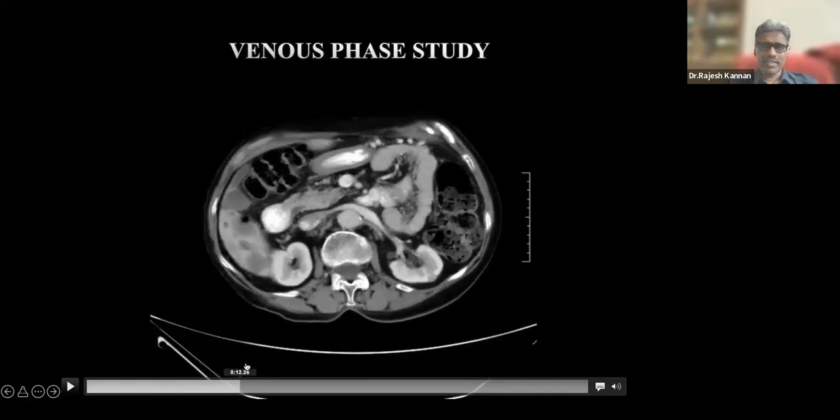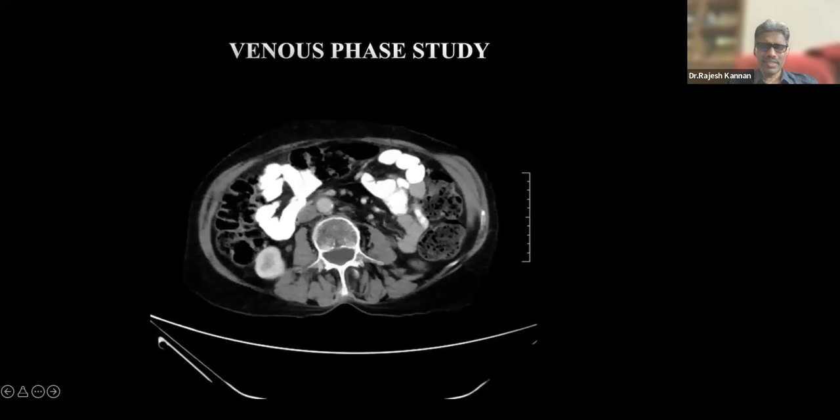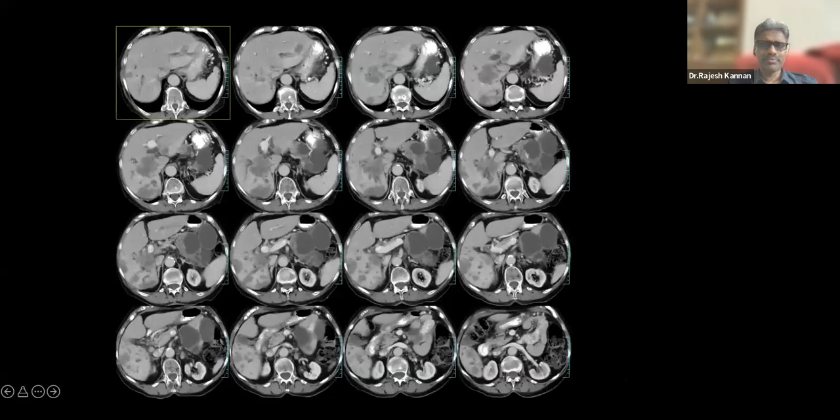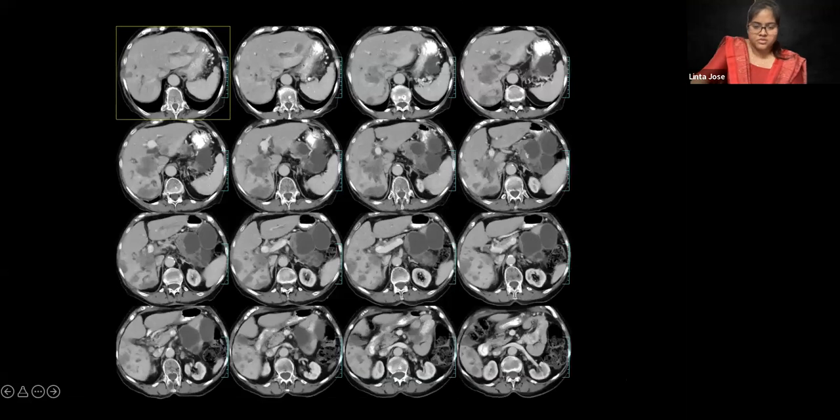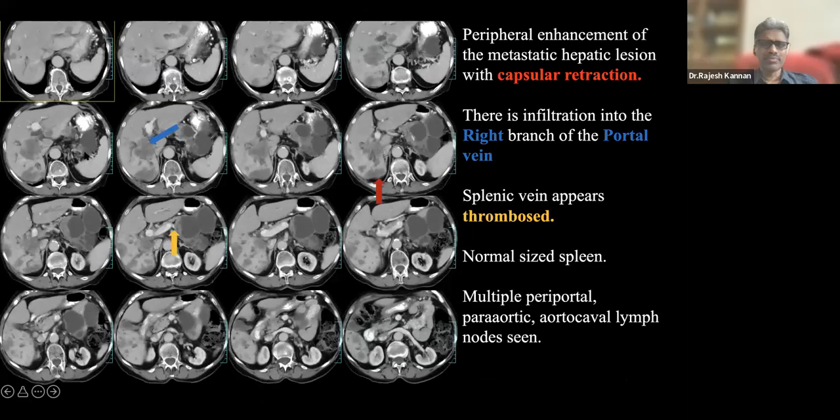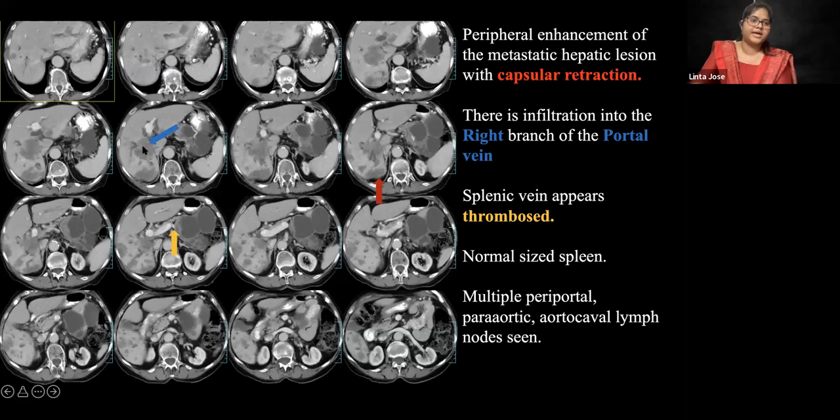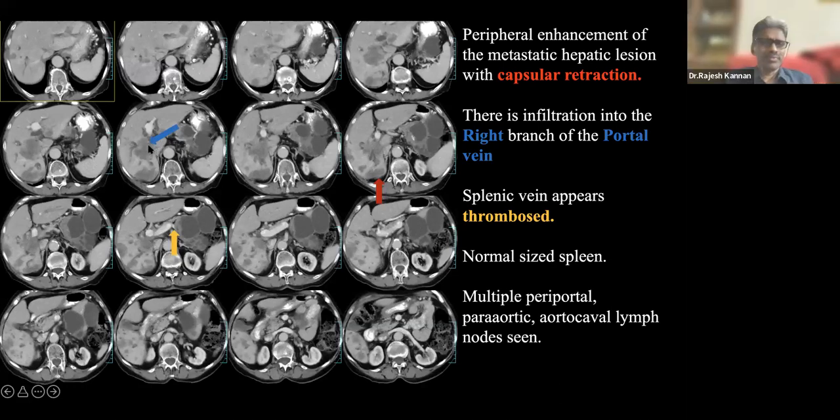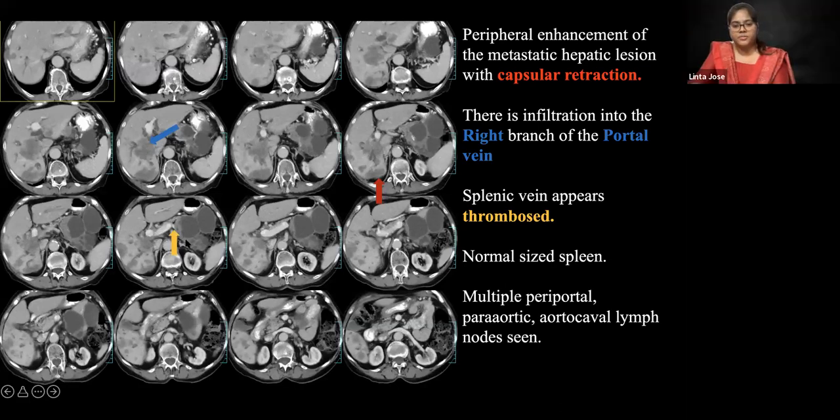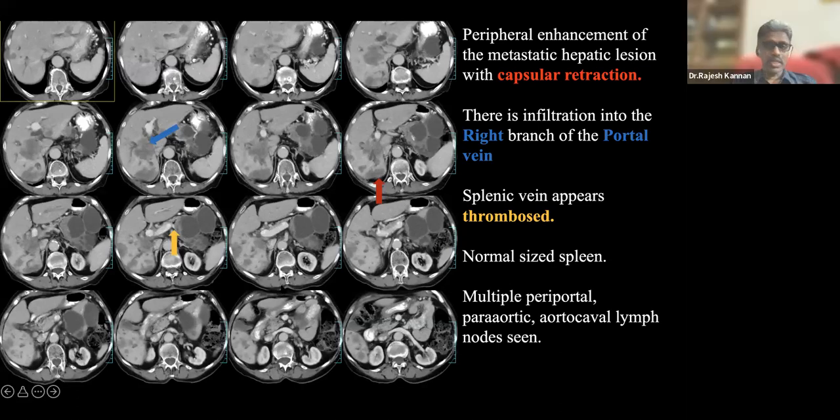Yes, next slide. In these static images you can see the peripherally enhancing liver lesions that I mentioned prior, which are causing obstruction to the right branch of the portal vein and IHBR dilatation, and splenic vein thrombosis. And these are the areas of loss of normal liver convexity, suggestive of capsular retraction. So what is the importance of that capsular retraction?